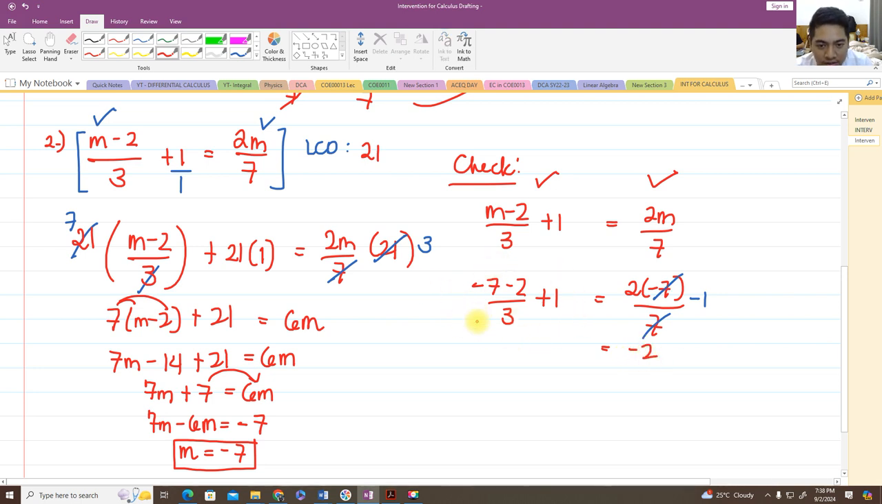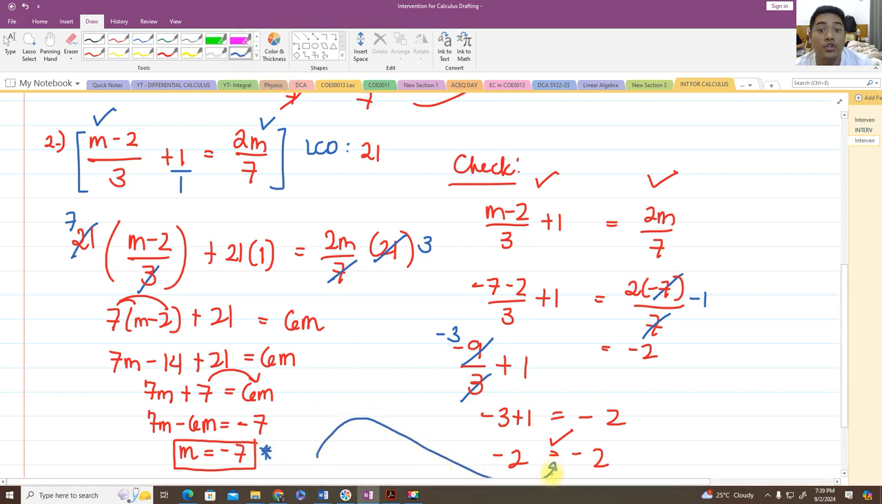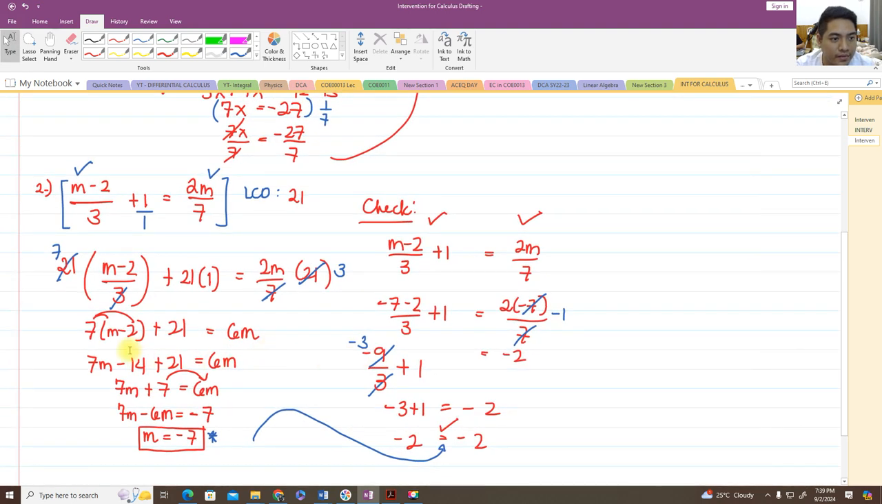Let's try. This would be negative 9 all over 3 plus 1. Negative 9 divided by 3 would be negative 3. So negative 3 plus 1 equals negative 2. So negative 2 for the left hand side equals negative 2. So the answer that we have gotten, m equals negative 7, is true, since it makes the equation true. Right?